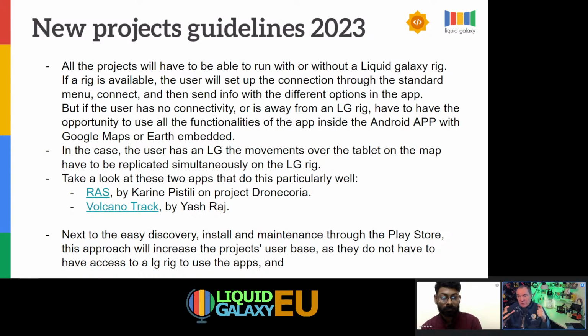I mean, for example, in the project of Karine Rust, when the Drone Korea team was in the forest or in the lands doing the task of reforesting, they don't have a Liquid Galaxy, but they need to use the system. So the system works without the Liquid Galaxy. But when they were at an office, they have the rig, they connected to the rig and showed the same information in the rig in a very immersive and large view. But you have to have the same opportunity to use it with or without a Liquid Galaxy.